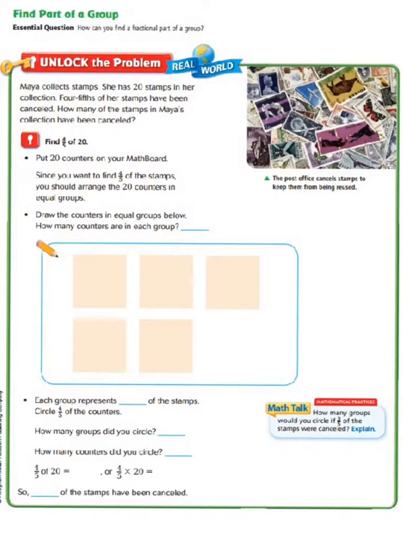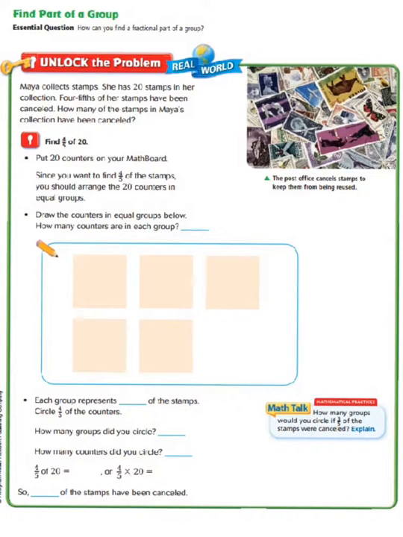We are now looking at lesson 7.1, how to find part of a group. Let's take a look at our essential question, which is how can you find a fractional part of a group? So let's take a look at our unlock the problem. Maya collects stamps. She has 20 stamps in her collection. 4/5 of her stamps have been canceled. How many of the stamps in Maya's collection have been canceled?